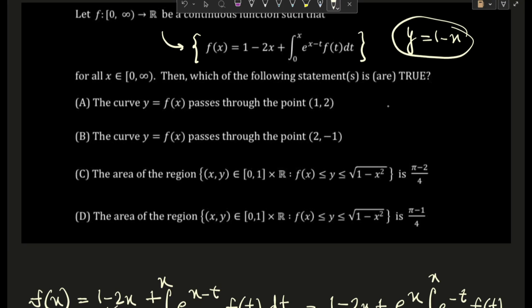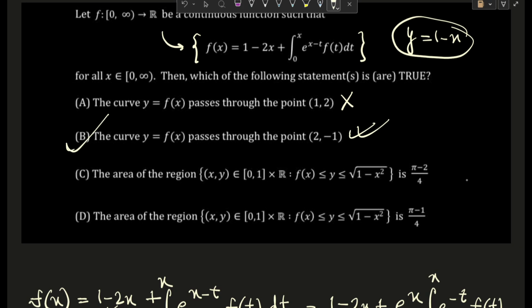So now if we try to evaluate these things, let's see. The curve y equal to f of x passes through 1 comma 2, so that's false. The curve y equal to f of x passes through 2 comma minus 1. Yes, it's true. Option B is one correct option.